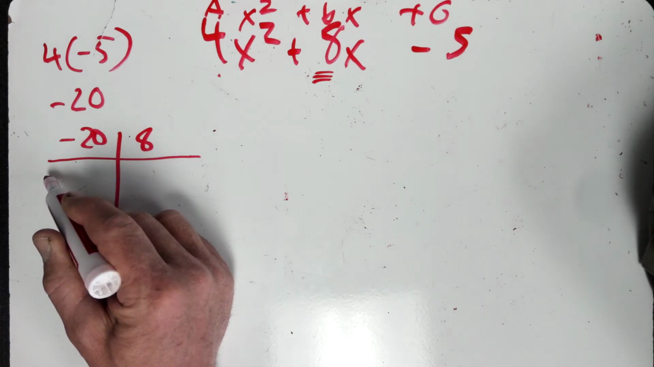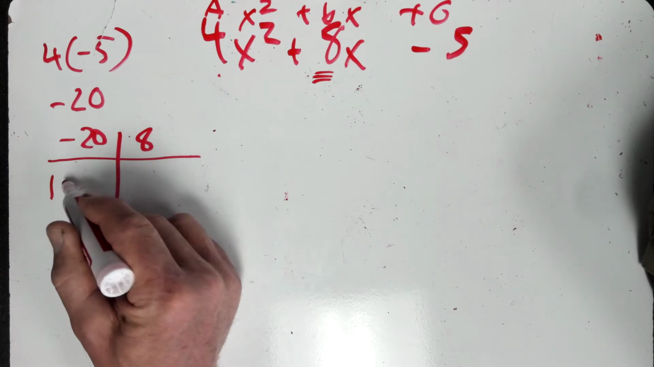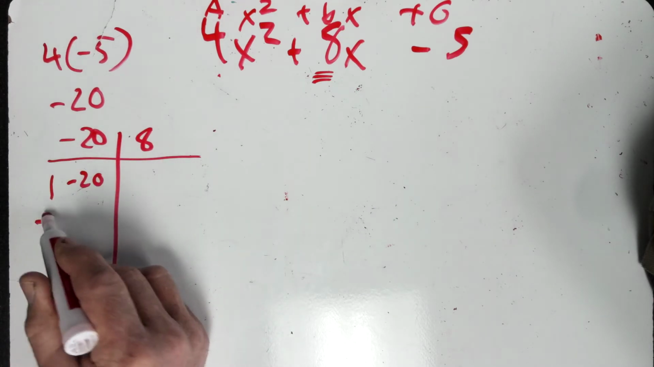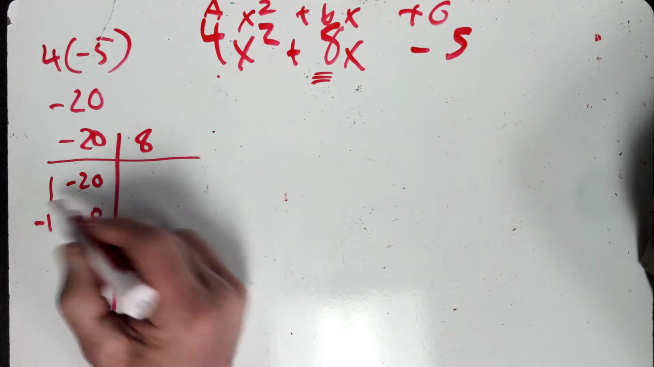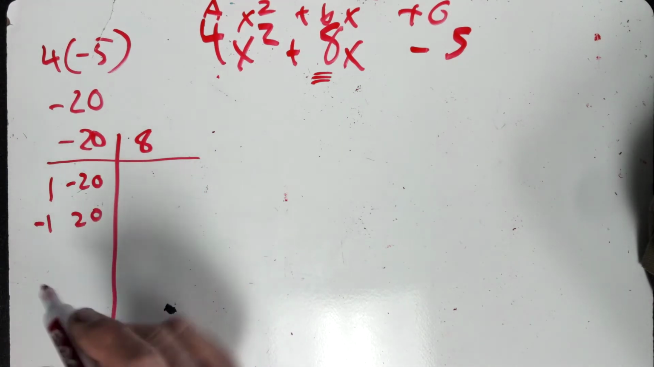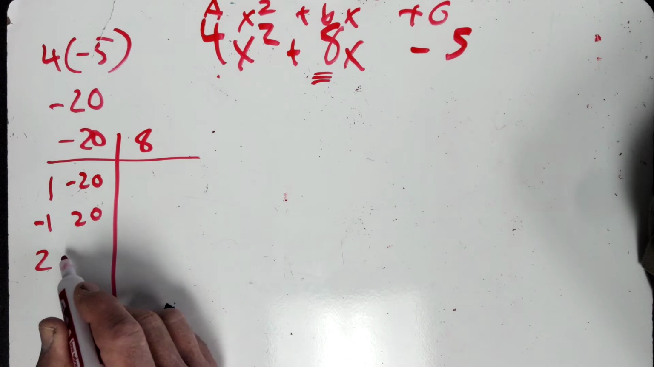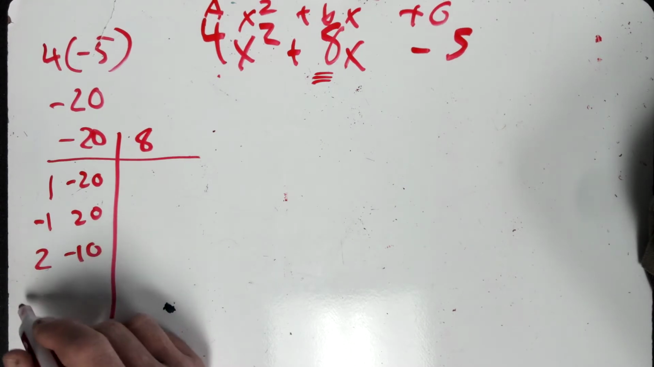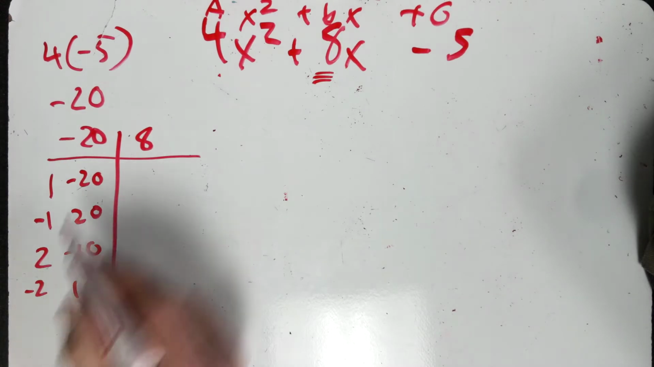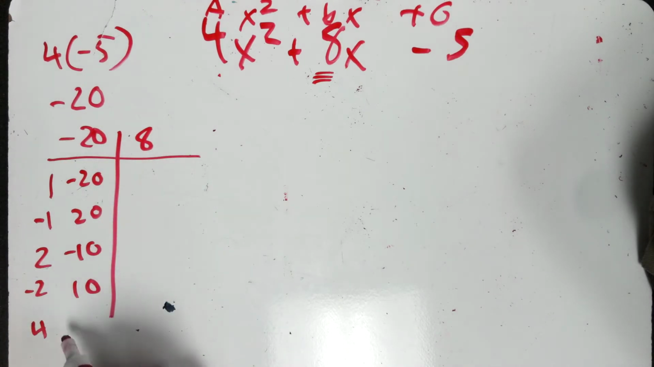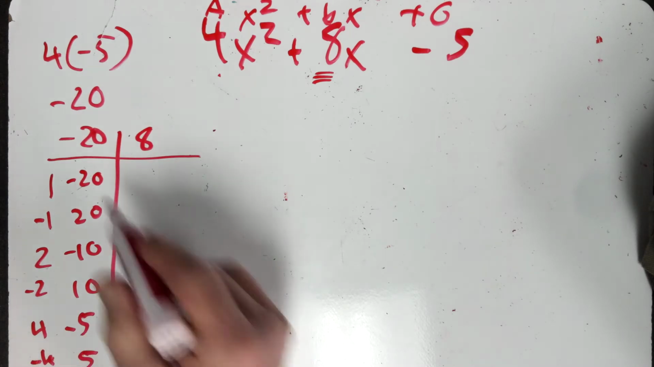It's easiest to go through this in order. So I know that it is 1 and -20, -1 and +20. I'll always start with the 1 and whatever that number is. Next, we've got 2 and -10, and -2 and +10. And then finally, for factors of 20, I've got +4 and -5, and -4 and +5.